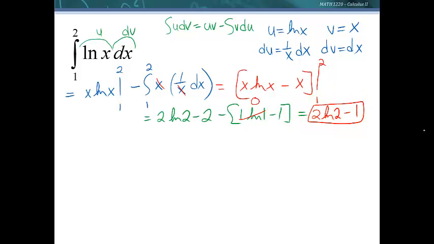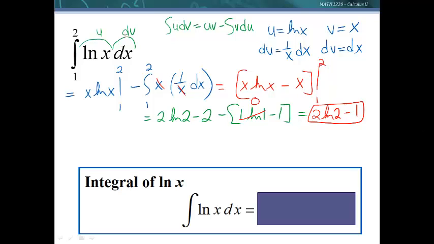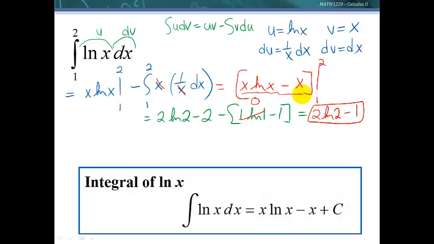So there's our solution. Now, in looking at this, if we wanted to have a formula for the integral of the natural log of x, we could figure out what that is, because we essentially did that. We had it for a definite integral, so we ended up with just a numerical answer. But if we wanted to do it for an indefinite integral, here is the piece that we had when we applied the integration by parts, and then we would just need a plus a constant on the end. So the integral of the natural log of x dx is x natural log of x minus x plus a constant.